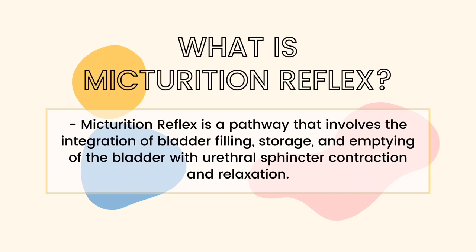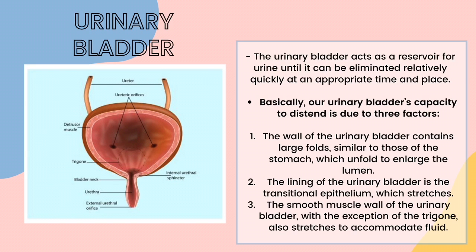In the process of micturition reflex, our urinary bladder has a big factor. The urinary bladder acts as a reservoir for urine until it can be eliminated relatively quickly at an appropriate time and place. It means that the urinary bladder can stretch to hold a large urine volume. Its maximum volume can contain about 1 liter or about 1 quart of urine. But discomfort becomes noticeable when urine volume exceeds approximately 500 ml.